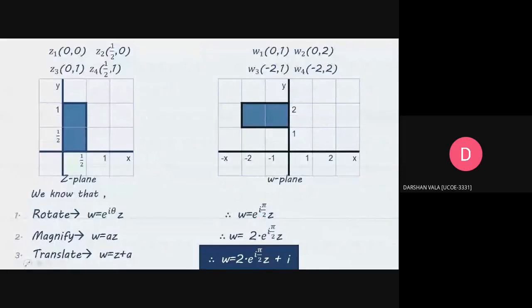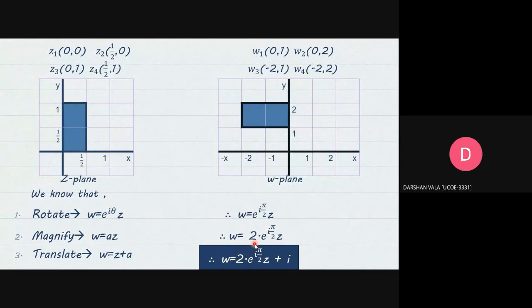And if we see the rectangle in the Z plane, the lower edge is half, and the longer edge of the rectangle in the Z plane is one unit. But in the W plane, the shorter edge of the rectangle is one, and the longer edge is two. So its size is double. It means it's magnified by 2.